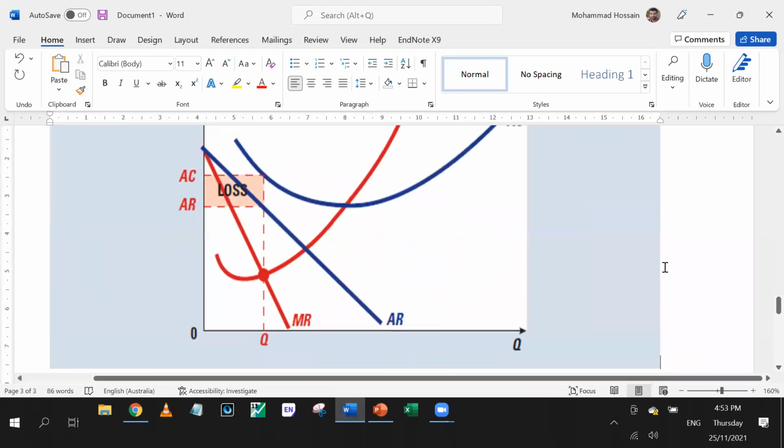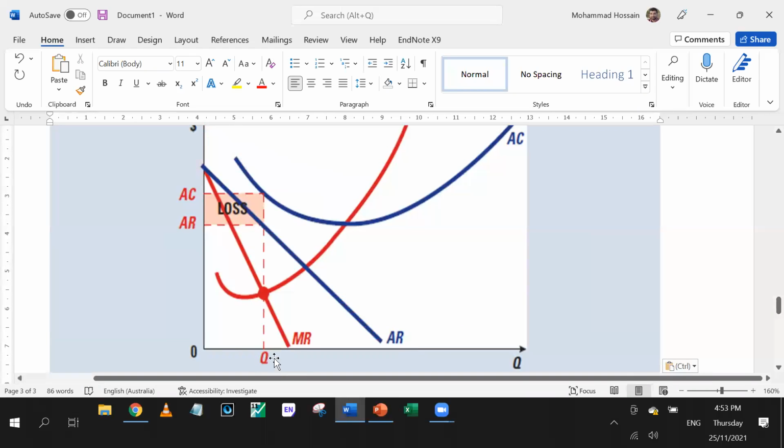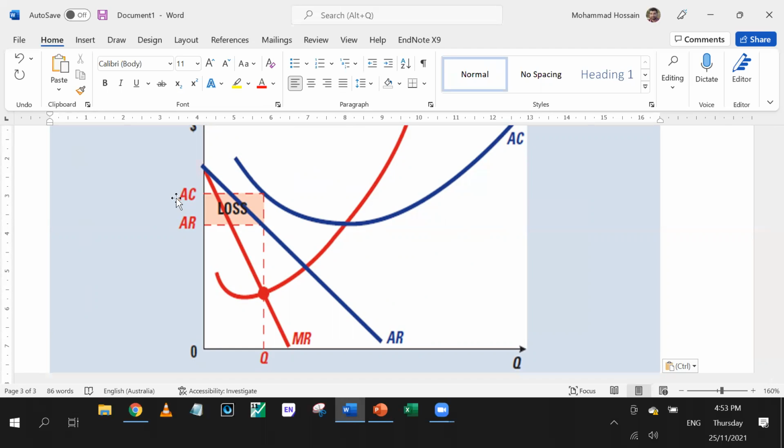Look at this situation. The firm is producing at Q. See that? Draw it until it touches the revenue curve in here. Average revenue is in here, and you keep going up. Average cost curve is higher than the revenue, so the firm is making a loss. If the average cost is higher than the average revenue, the firm will be making losses.